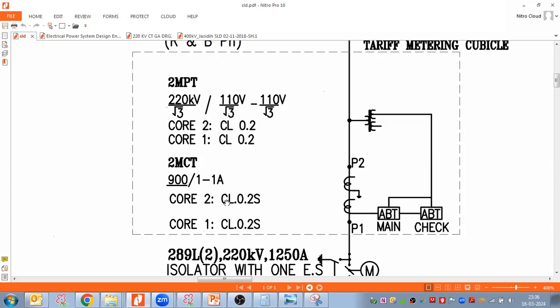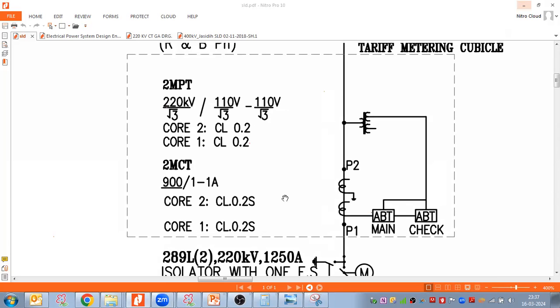When we are using PX class, accuracy will be 0.1, but at the same time, since our knee point voltage is high, the PX class will not saturate for the fault current. That means our meter will read the fault current also. That's my question. Yes, that's my question. I think the client has no issue billing that fault current also. And I think they provide resistors across the meter also. But won't the meters get damaged?